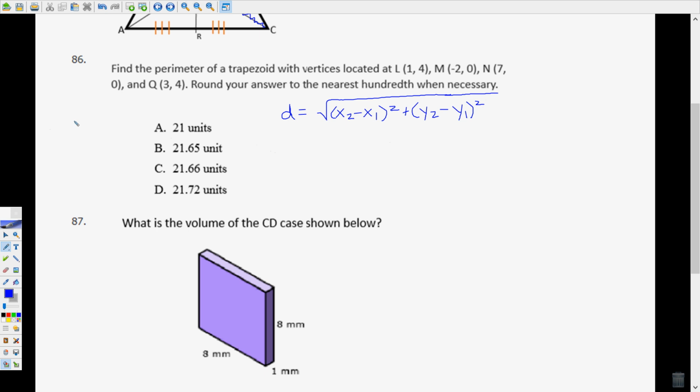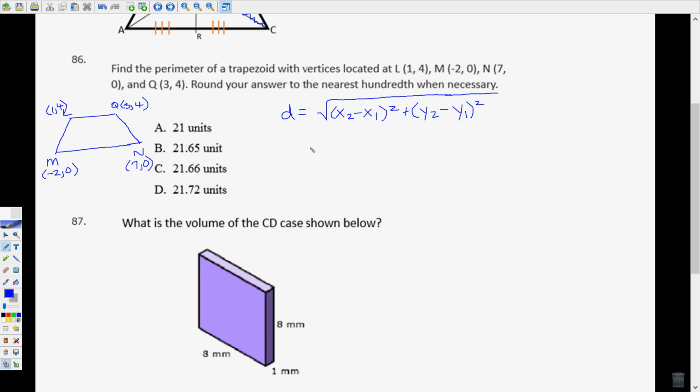Now what I did on my paper was I drew my trapezoid as though I were drawing it on a coordinate graph, and I didn't try to draw it to scale or anything. I just put my points where about they would be. (3, 4) would be on the right. (1, 4) would be on the left. Those would be the top pieces. M at (-2, 0) would be bottom left, and N would be (7, 0) bottom right. That way I could get an idea of the lengths of the sides that I would need to find.